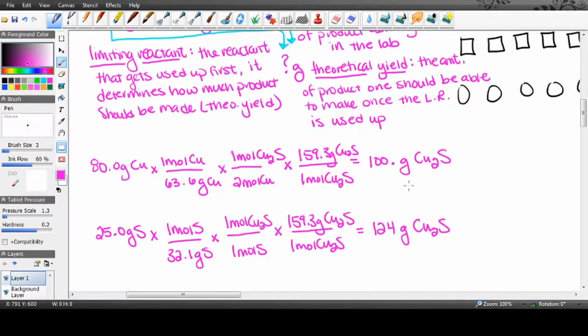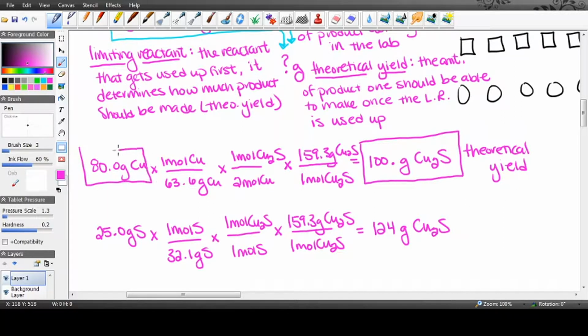So here's where you have to use a little bit of logic. Remember, the limiting reactant is the reactant that can produce the least amount of product. And that amount is 100 grams. And this is your theoretical yield. That's how much we should be able to make in the lab. And that means that the 80 grams of copper was my limiting reactant. This 124 grams down here is now totally irrelevant. We're never going to make 124 grams of product.